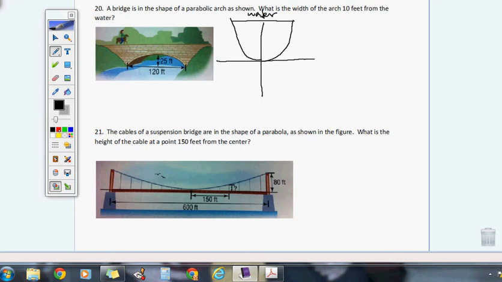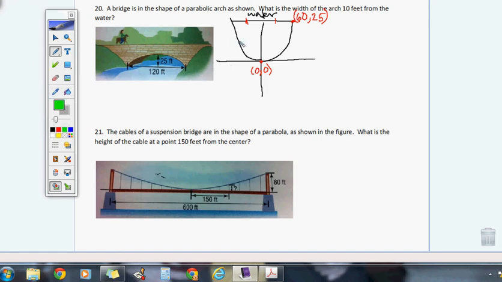Okay? So if I have the water at the top, this point right here is actually going to be, look at the diagram, 120 across. This right here is going to be 60, and that's going to be 60. So from the origin, that ordered pair is going to be 60 comma something. Well, that's the height, which in the picture is 25. So the first thing I got to do is get that point right there, and then know that my vertex here is 0, 0.